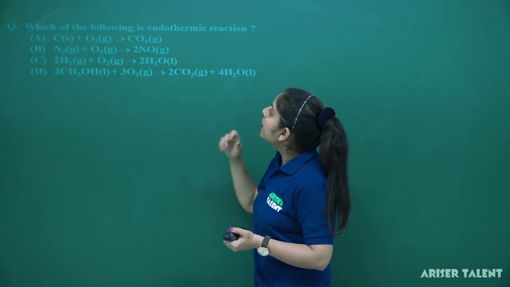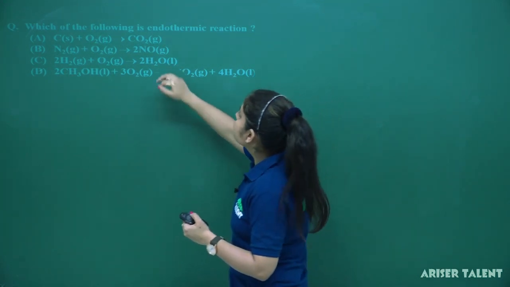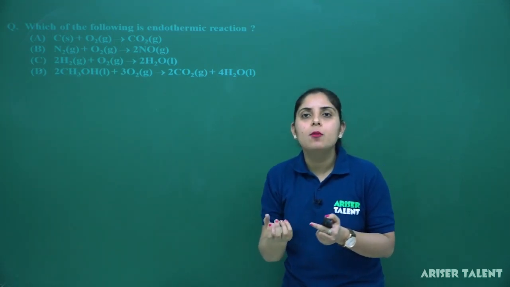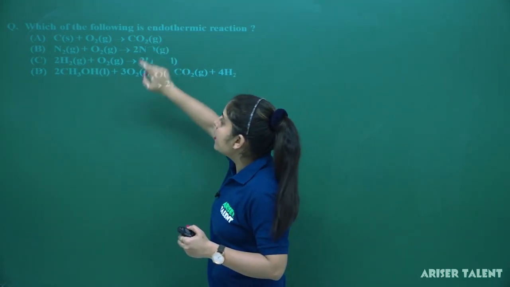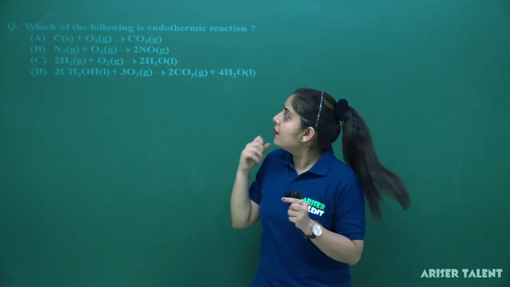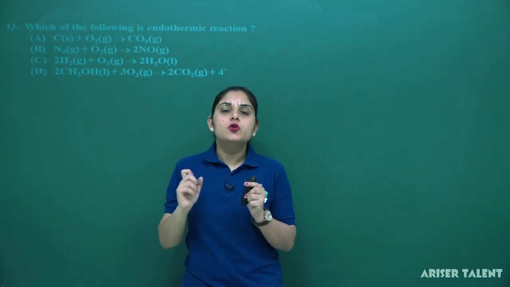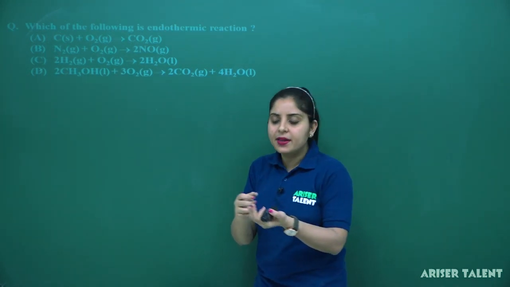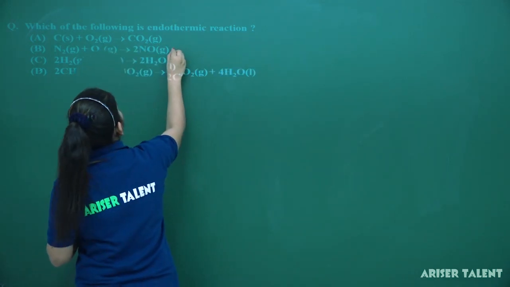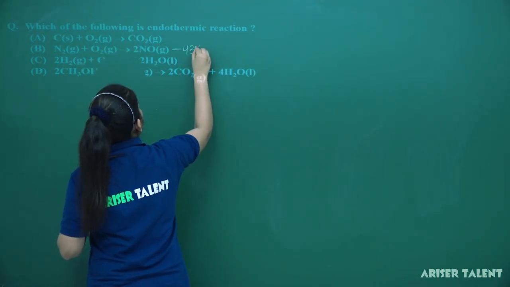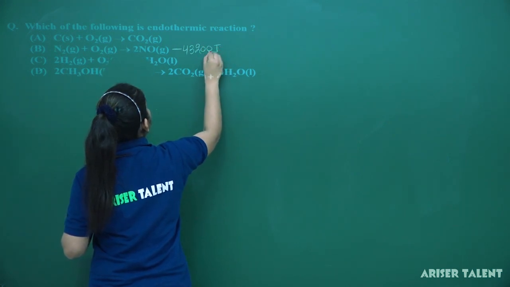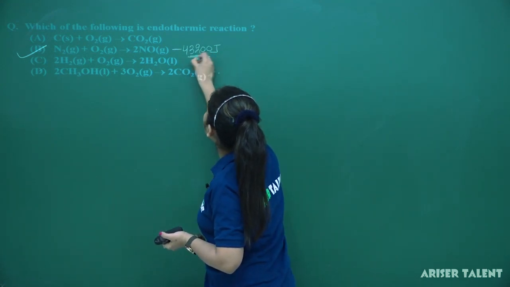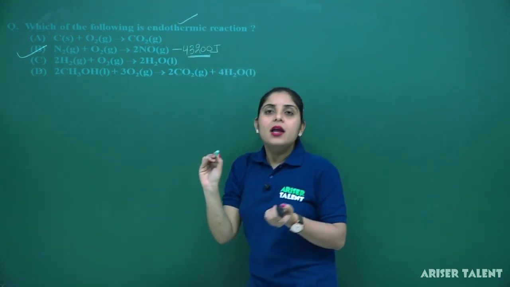So among the following equations, I am considering the equations one by one. If I consider C plus O2 gives CO2, carbon dioxide is formed with the evolution of heat. This is a kind of exothermic reaction. If I take another example, N2 plus O2 gives 2NO, it means formation of nitrogen oxide is a kind of endothermic reaction, and the energy required here will be 43200 joule. So the correct option will be option number B because a negative sign always indicates that the reaction will be endothermic in nature.